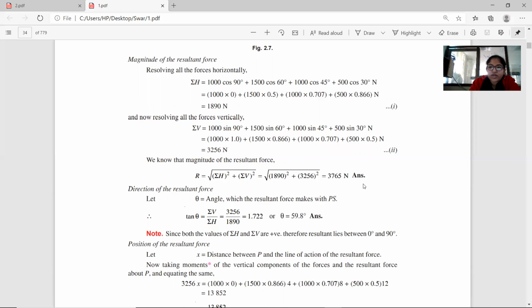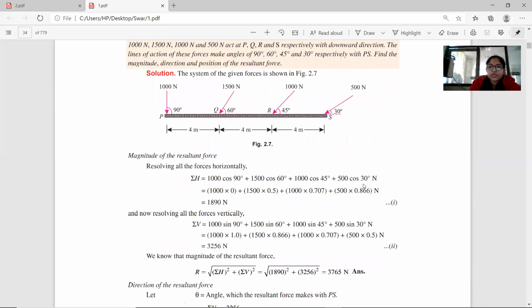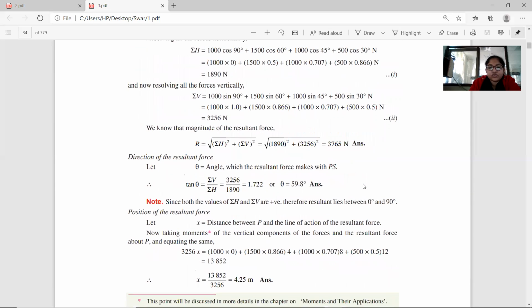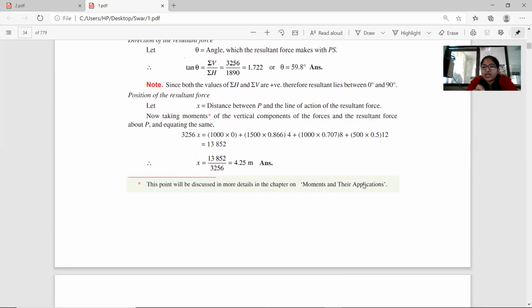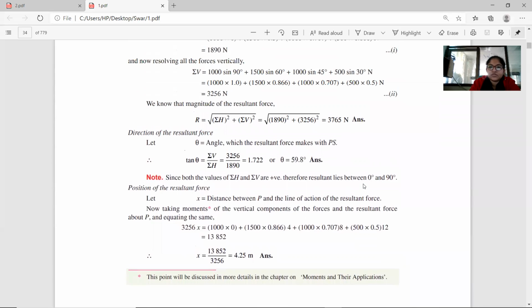Now, the next thing we have to calculate is the position of the resultant force. So let x equal the distance between P and the line of action of the resultant force. So let's equate 3256, which is our sigma v, multiplied by x, to 1000 multiplied by 0 plus 1500 multiplied by 0.866, which is our sine value. We are taking the vertical direction.